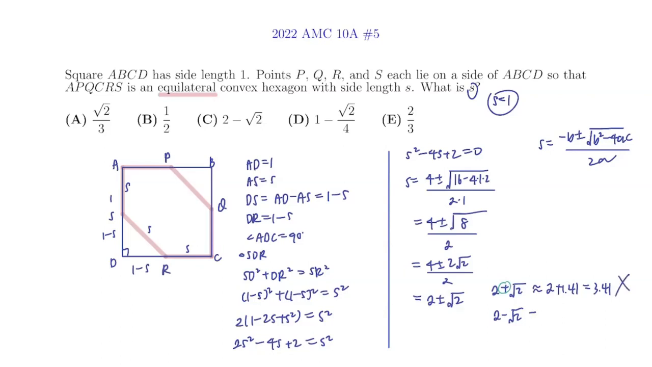Now we take a look at 2 minus root 2. That is going to take on a value of around 2 minus 1.41, which is around 0.6. That seems to satisfy our conditions. So we realize that our answer is going to be 2 minus root 2, which is answer choice C.